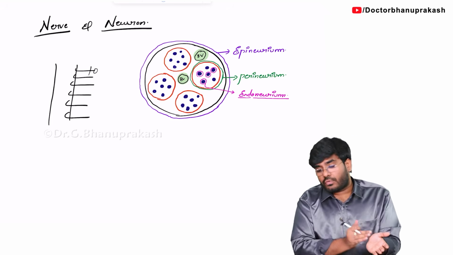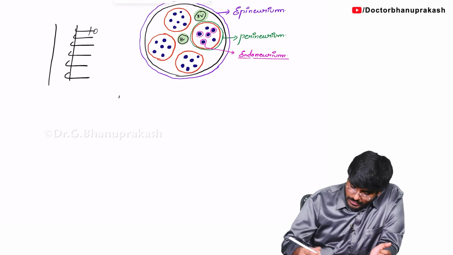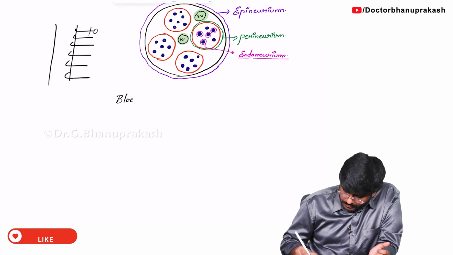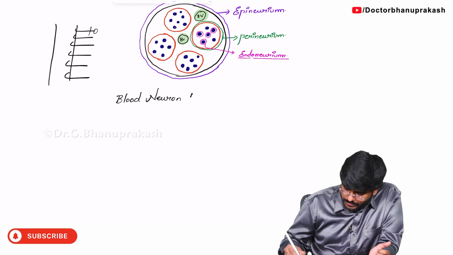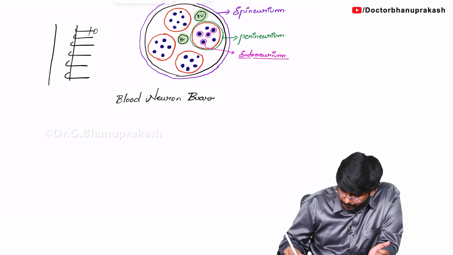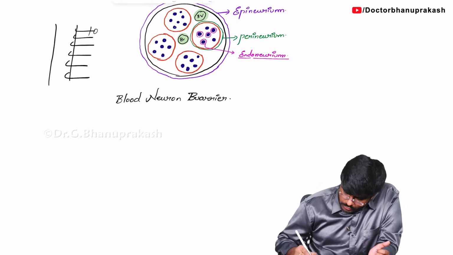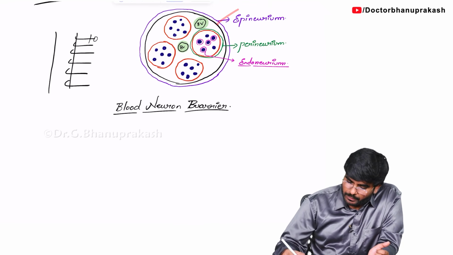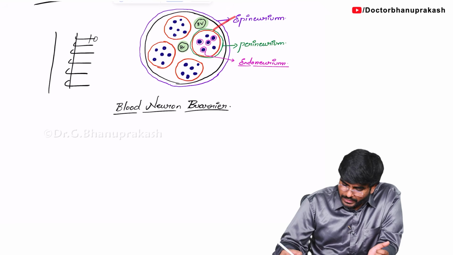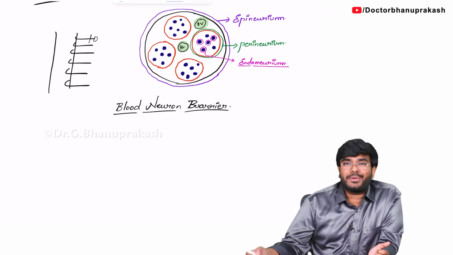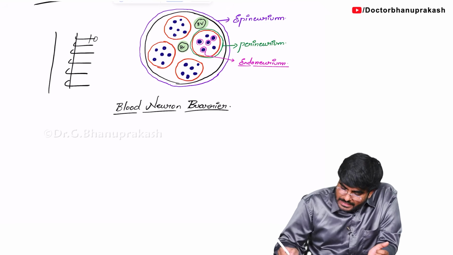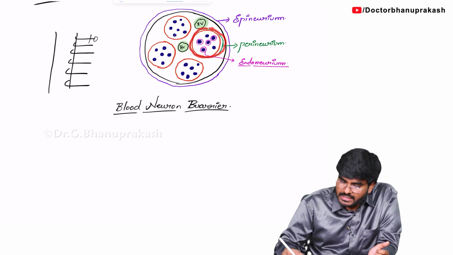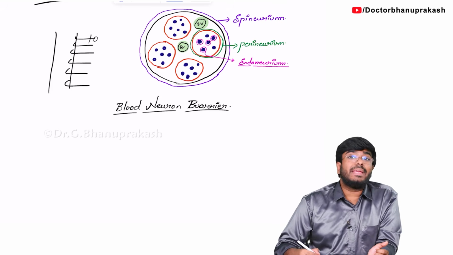So who is forming this blood neuron barrier? Is the blood neuron barrier formed by the epineurium, or by the perineurium, or by the endoneurium? What do you think? It is the perineurium, guys. It is the perineurium which mainly protects these neurons.